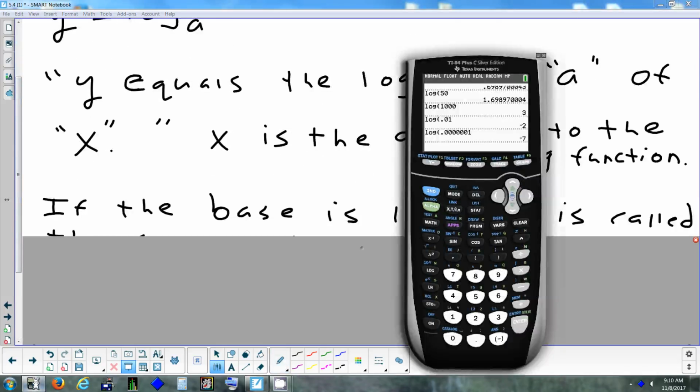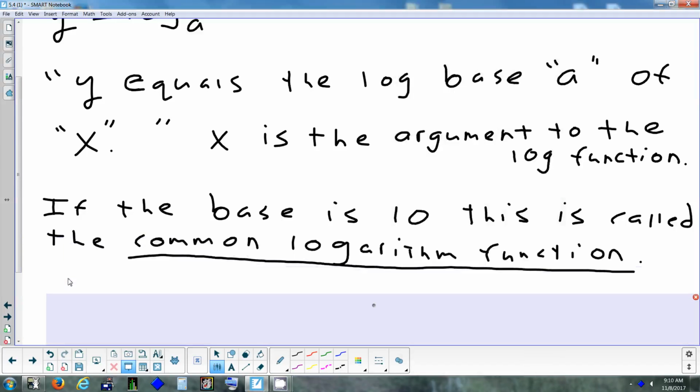Now, I typed in a couple problems on the calculator, all those different logs, and notice there's no subscript on the log. There's no base written. Well, if there's no base written, we always assume that it's what we call the common log, which is base 10.